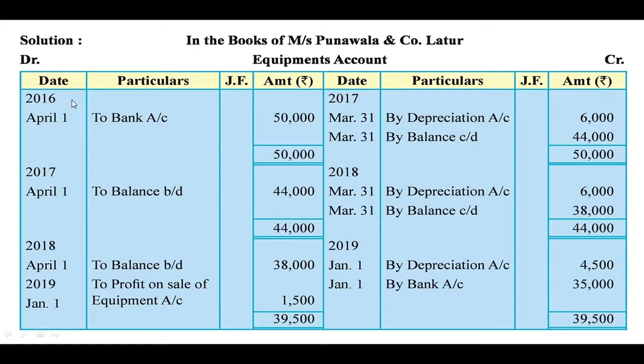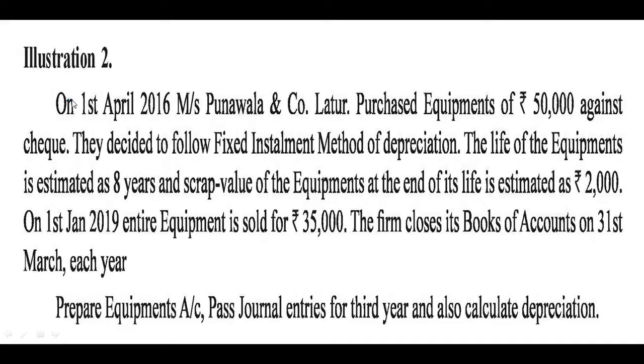Then from the question we have to find out the transactions. Here it is given, on 1st April 2016 Messrs. Poonawalla purchased equipments of Rs 50,000 against check. Therefore equipment came in the business. Equipment is the real account, debit what comes in. In the journal entry, equipment account is debited, and since the payment is made by check, we have to credit the bank account because bank will be the giver.